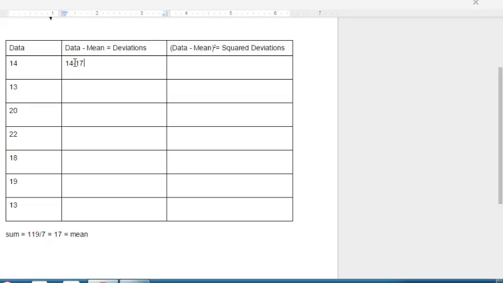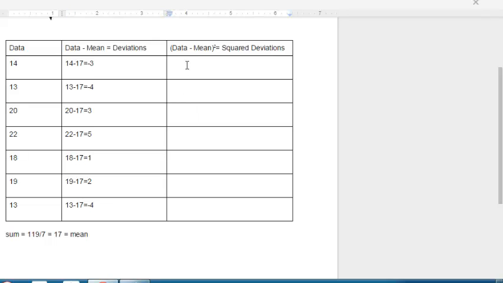So what I'm going to do up here is take each number, 14, and subtract 17, and I get negative 3. And then I'm going to take 13 and subtract 17 and I get negative 4. I'm going to take 20, subtract 17, and I get 3. I'm going to take 22, subtract 17, and I get 5. I'm going to take 18, subtract 17, and I get 1. I'm going to take 19, subtract 17, and I get 2. And then finally I'm going to take 13, subtract 17, and I get negative 4.